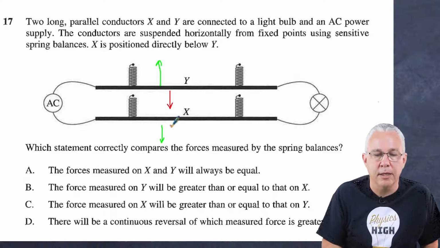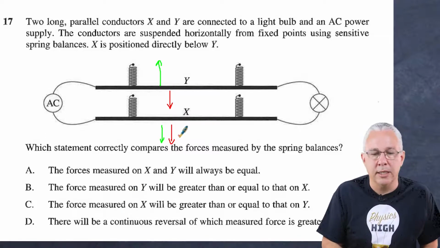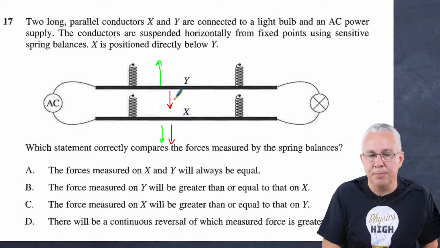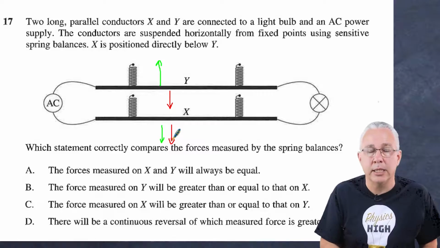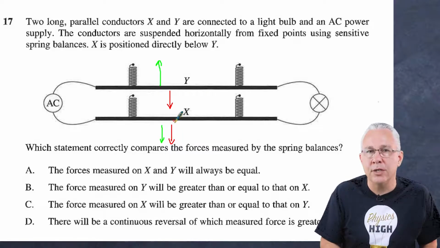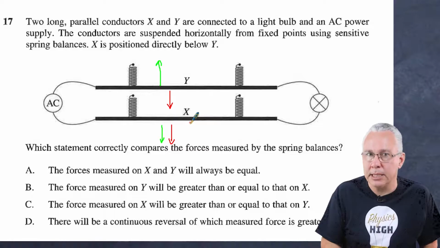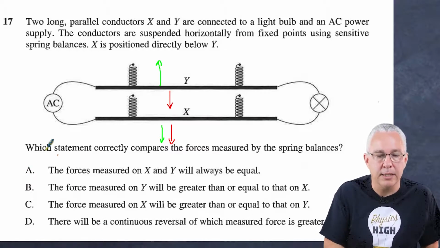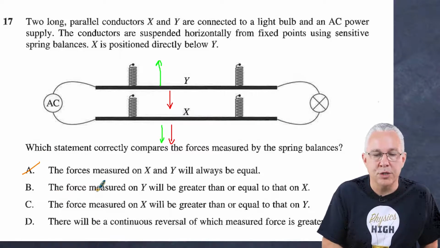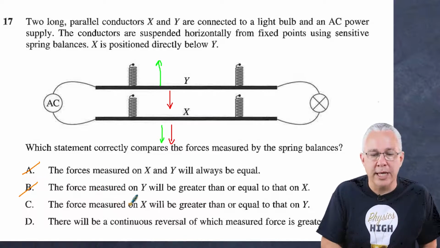for both, like so. So now you can see that automatically there is the possibility that the two forces acting on Y would go smaller, whereas at the same time the two forces on X will actually increase. So the two values on the spring balances will not be the same. In fact X will be larger than Y. So therefore A is incorrect. The force measured on Y will be greater? We've just said that's not possible. The force measured on X will be greater?